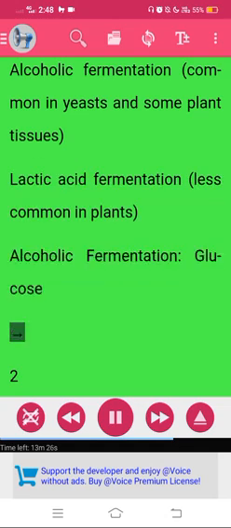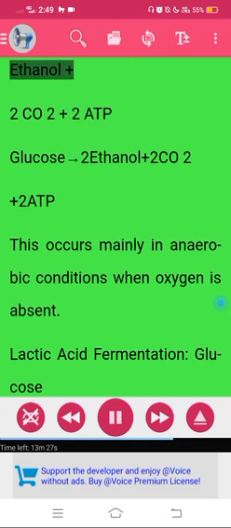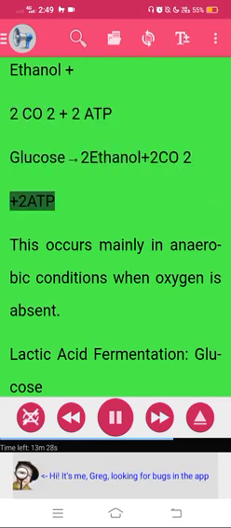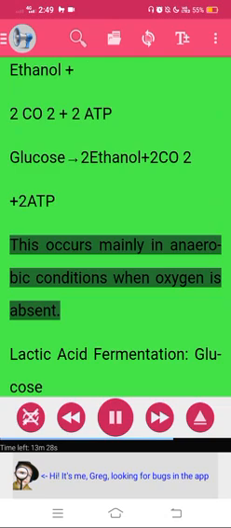Alcoholic fermentation: glucose → 2 ethanol + 2 CO2 + 2 ATP. Glucose → 2 ethanol + 2 CO2 + 2 ATP. This occurs mainly in anaerobic conditions when oxygen is absent.